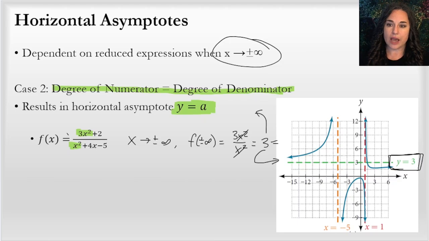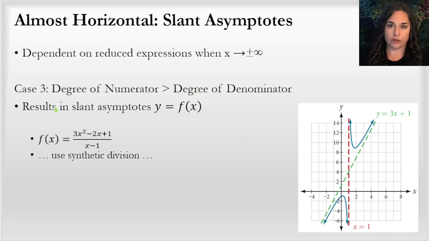The last case we have is when, well, we already did less than, and then we did equals, so you can guess that the last case is when it's greater than. The degree of the numerator is greater than the degree of the denominator. And this is the creepy case.